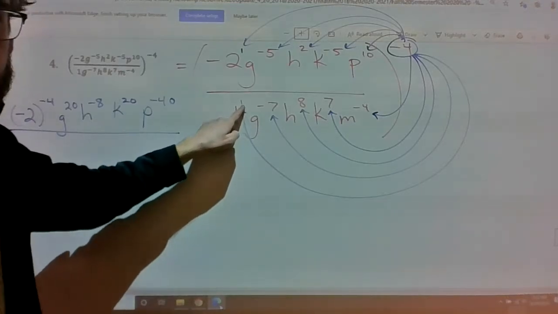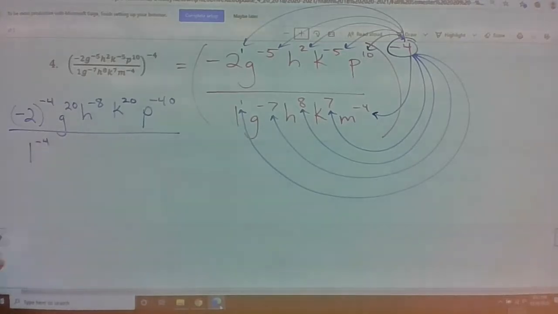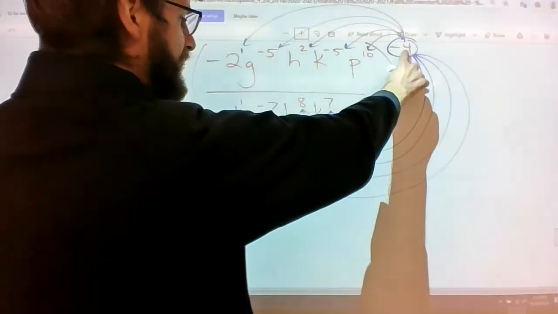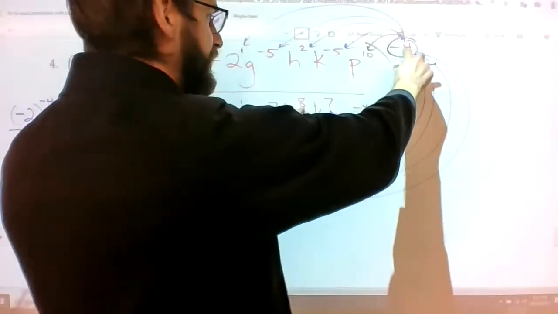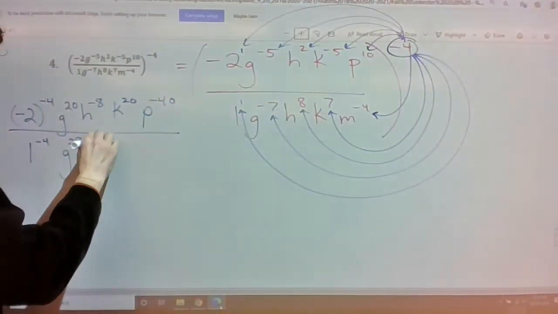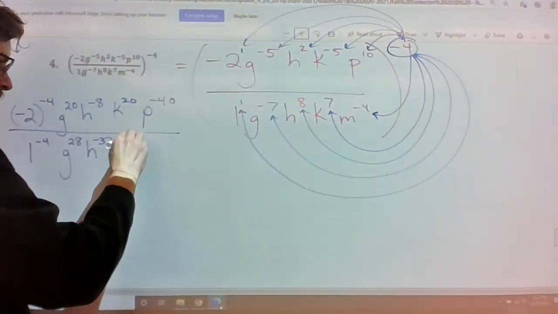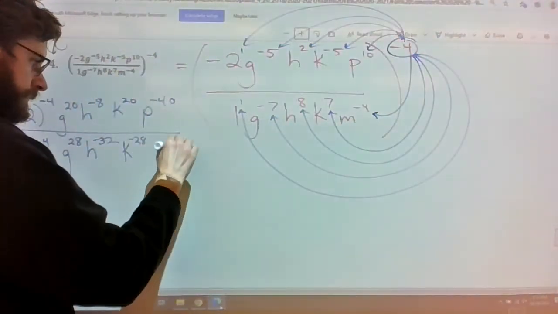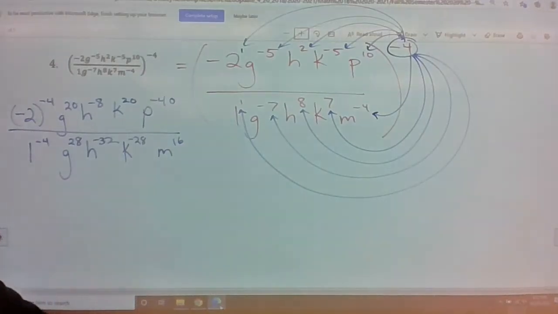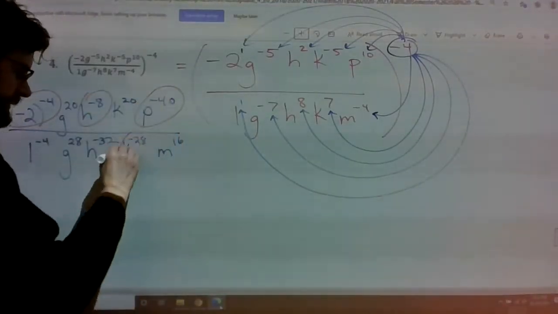On the bottom, it's going to be 1 to the negative 4 power, g to the positive 28, h to the negative 32, k to the negative 28, and then m to the positive 16. Moving day for my negative exponents and nobody else.